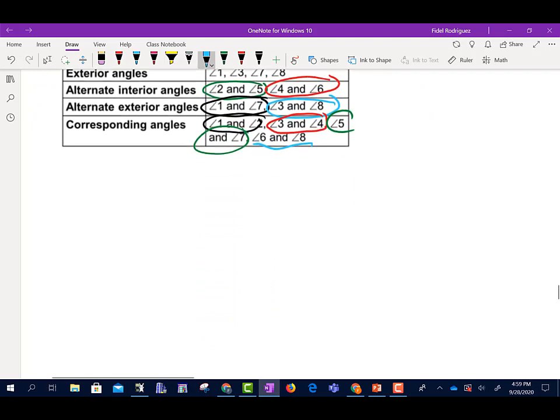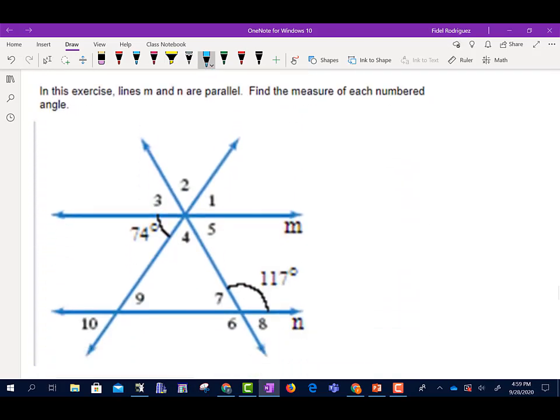I'm going to show you what we're going to do in this problem here. So it says, in this exercise, lines M and N are parallel. That's what we were talking about right now. Find the measure of each of the numbered angles. Okay, so if I look at my angles, it looks like we have 1 through 10. So I'm going to go like this. Angle 1, angle 2, angle 3, angle 4, angle 5, angle 6, angle 7, angle 8, angle 9, angle 10.